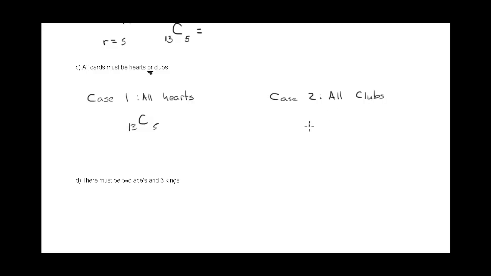So 13 choose 5 equals whatever, and then what you're going to do with these two numbers, since it says this is happening or this is happening, you will just add the two cases to get your final answer. So whatever the sum of this and this is, that would be your answer.